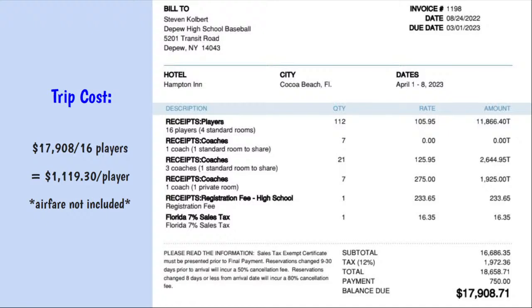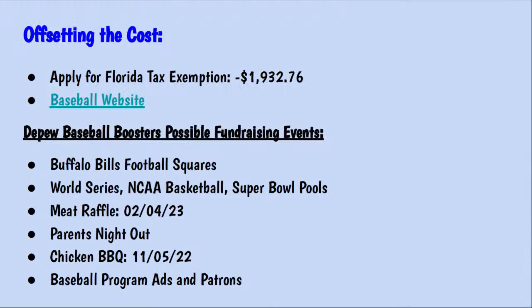Each parent understands the financial commitment. We've had several meetings over the summer. And obviously, we want to make this trip cost-effective for everyone. So the first thing that we looked at is how do we offset the cost of this trip? Number one is to apply for the Florida tax exemption. That would result in a discount of nearly $2,000 for our players. And the paperwork on that link is actually right up there. Every program that comes to the Space Coast facility applies for that exemption, and they have been getting that exemption with the proper paperwork filed.